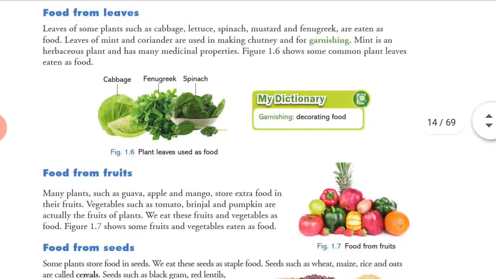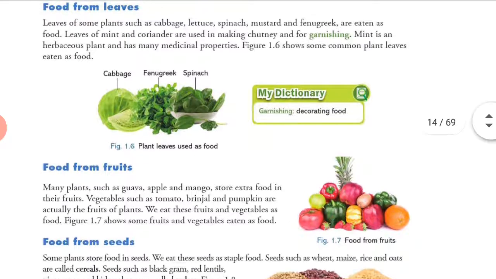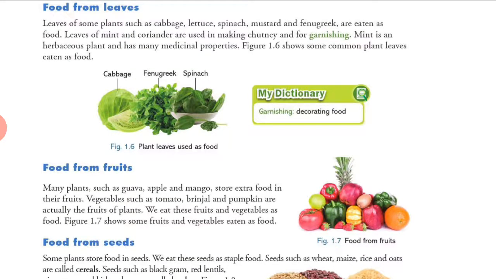Now food from leaves. Leaves of some plants such as cabbage, lettuce, spinach, mustard and fenugreek are eaten as food. Leaves of mint and coriander are used in making chutney and for garnishing. Mint is an herbaceous plant and has many medicinal properties.